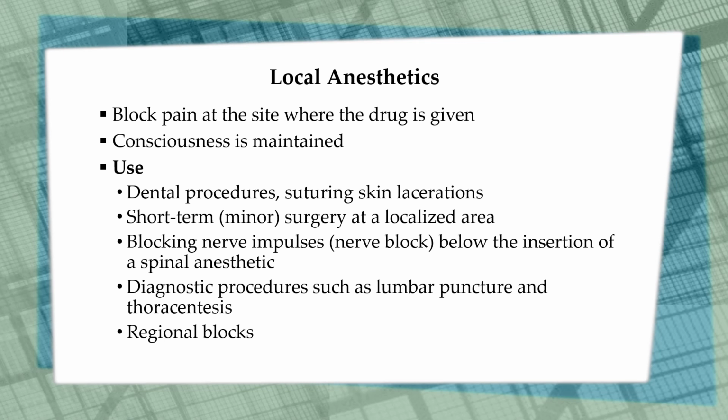We use this for dental procedures, short-term or minor surgeries at a localized area. We even use it for blocking nerve impulses, like a nerve block below the insertion of a spinal anesthetic. So spinal anesthesia is a local anesthetic. Diagnostic procedures such as lumbar puncture and thoracentesis. So we use that for that as well as regional blocks as well. So we've got a lot of reasons why we would use our local anesthetics.